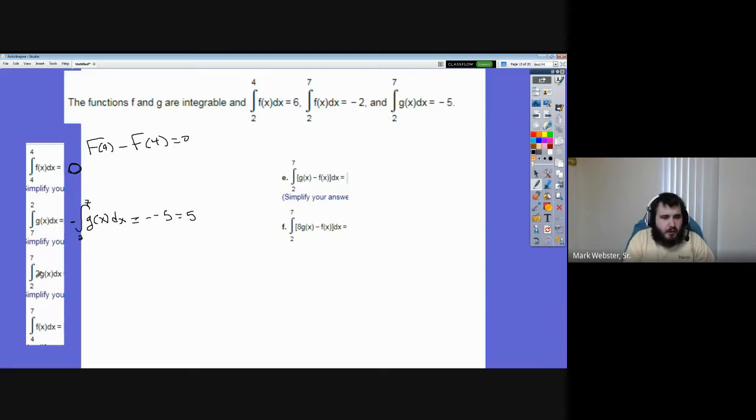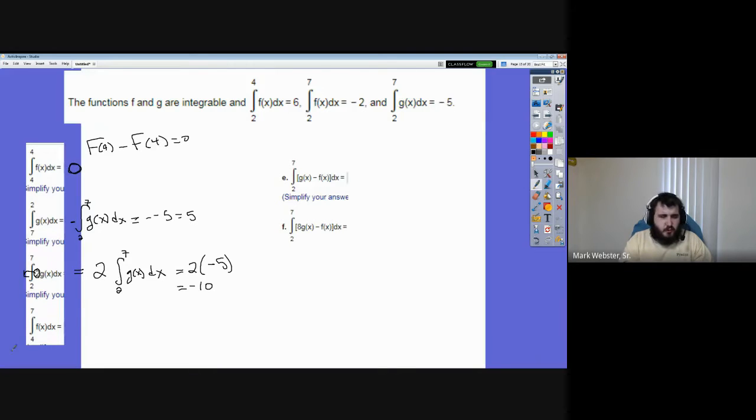So now take a look at this one. Notice there's a little 2 inside here. We're allowed to take that and bring it outside. So this is the same as 2 times the integral from 2 to 7 of g of x dx. And basically, we already know what this one is, -5. So this is just 2 times this thing that we already know is -5. So here our answer is -10, right? Again, don't think too hard about these. Take the time to just make it look like what these are supposed to look like.